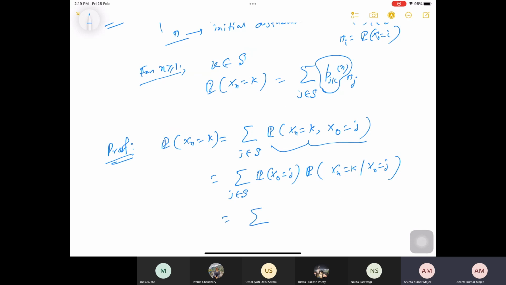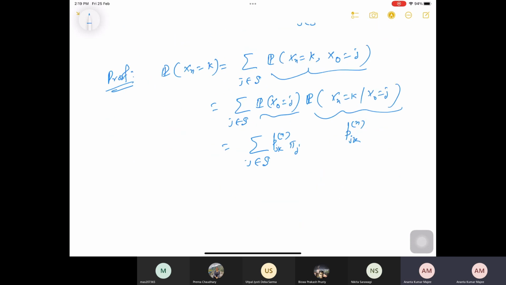This is the same as the summation over j in your state space S. This one is nothing but your p_jk at step n. So this is p_jk(n), and this is nothing but my pi of j. Okay. So the probability of Xn is equal to k is the same as the summation over j in S of p_jk(n) pi_j.